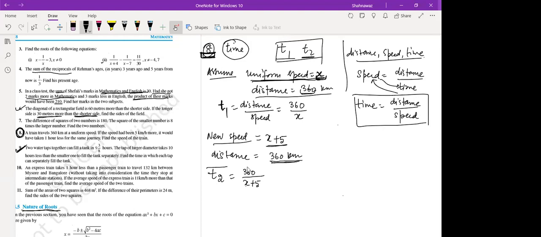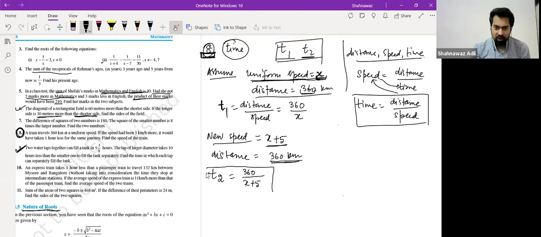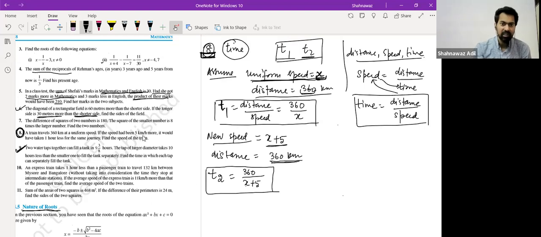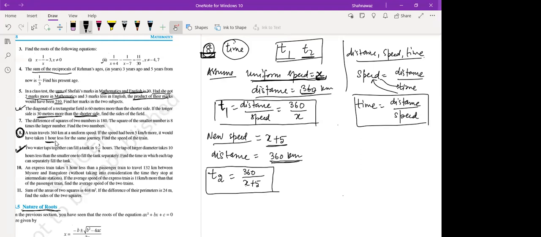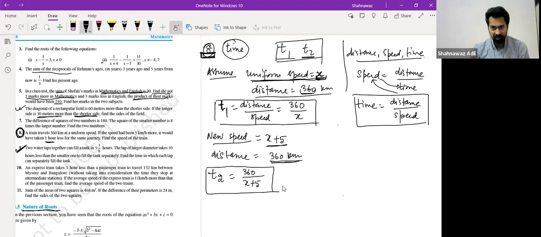So just focus on these two times. This time is this one, and this time is this one. And they are telling that it would have taken 1 hour less. So the difference between the timings is how much? 1 hour. So this is the difference between the times.